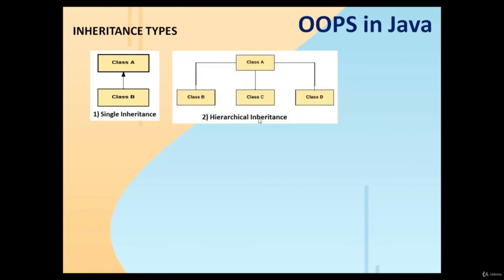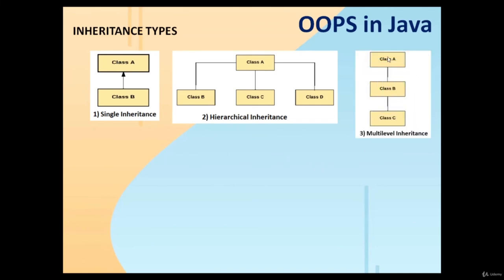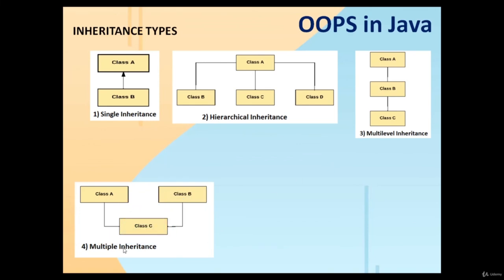The second one, hierarchical inheritance, class A. From this class A, we are creating multiple child classes B, C, D. That's what hierarchical is. The other one, multi-level: A, B, C. B is a child class of class A and class C is a child class of B. When you create an object of C, that object can access its own members of C, that of B and that of A.